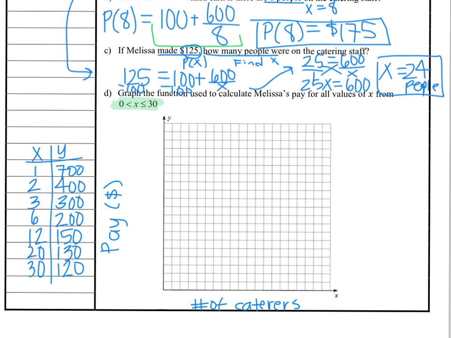Okay, so as you can see, I've jotted down some points from the table that are easy to plot, going all the way up to 30, because our domain is 0 to 30. I label the x-axis as the number of caterers, and then the pay as the y. So now we've got to determine a scale, and looking at these blocks here, I would count up by twos, I think, to fit all 30 on here on the bottom.